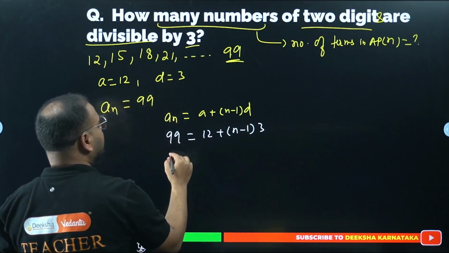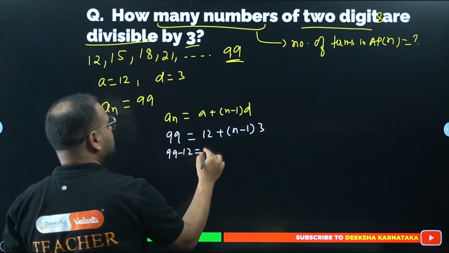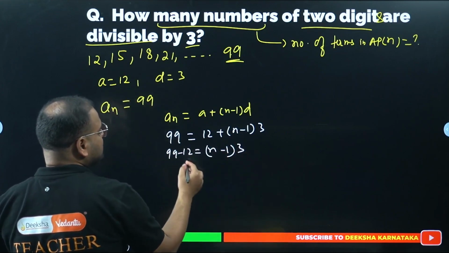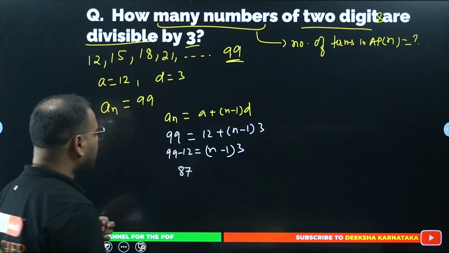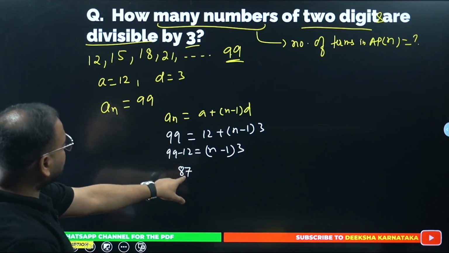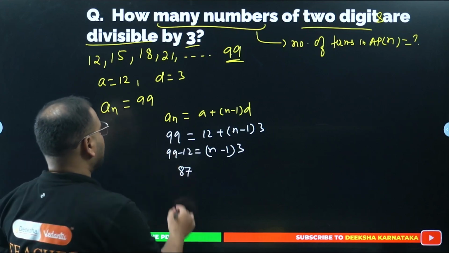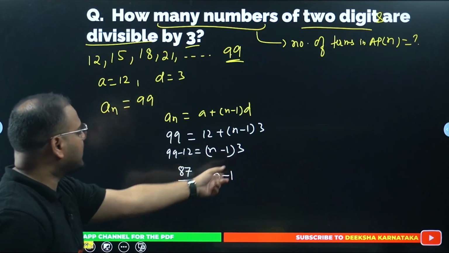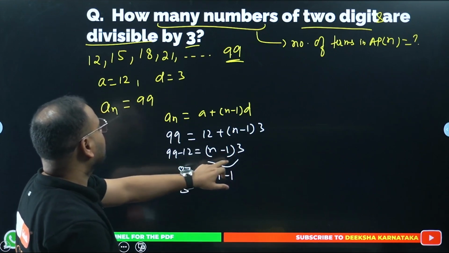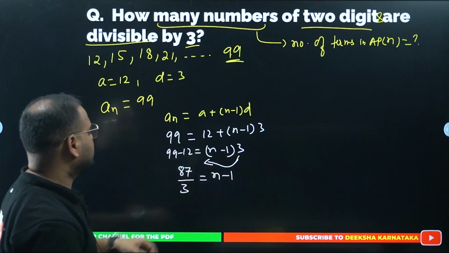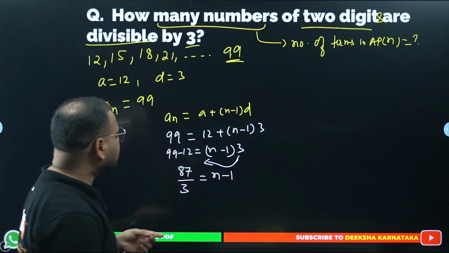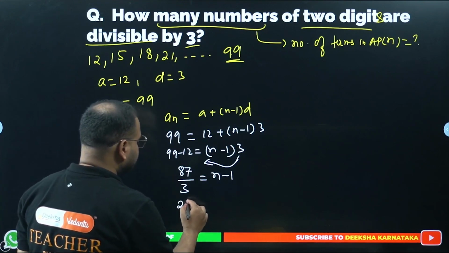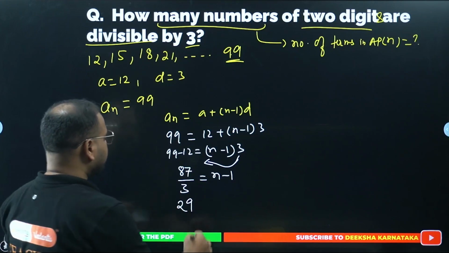Do the subtraction, bring 12 here. So 99 minus 12 equals n minus 1 into 3. Subtraction of this: 9 minus 2 is 7, 9 minus 1 is 8, so 87. Divide by 3 equals n minus 1. How divide by 3, sir? Multiplication becomes division when you bring this 3 over here. Can you divide 87 by 3? Yes, 3 2s are 6, so 29. 29 times 3 is 87. That's true, right?